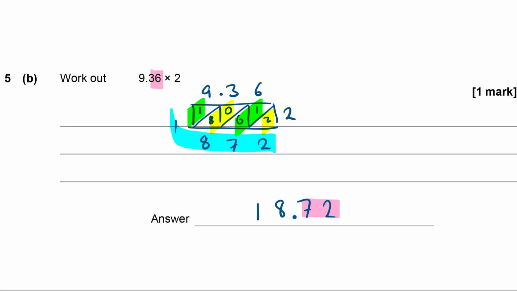You could also round that off to 9, and 9 times 2 is 18, so making sure you've got the right degree of accuracy in your answer is a good idea before you move on. Okay, we're done. 18.72.